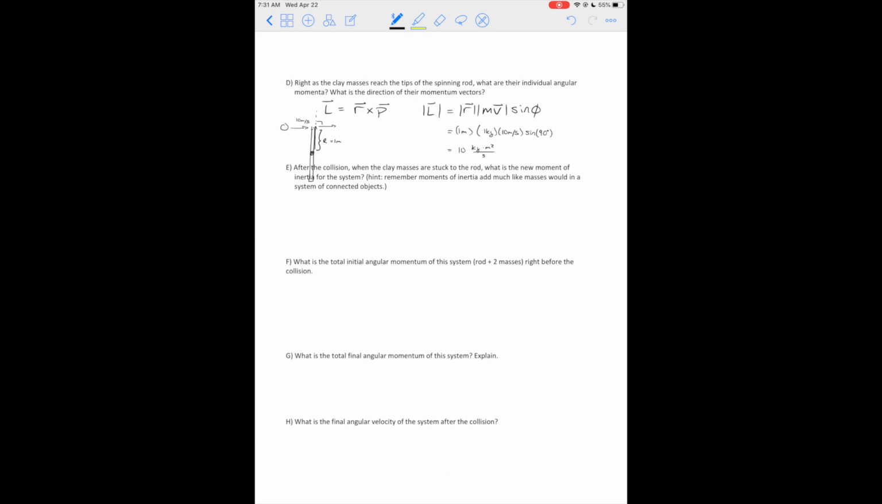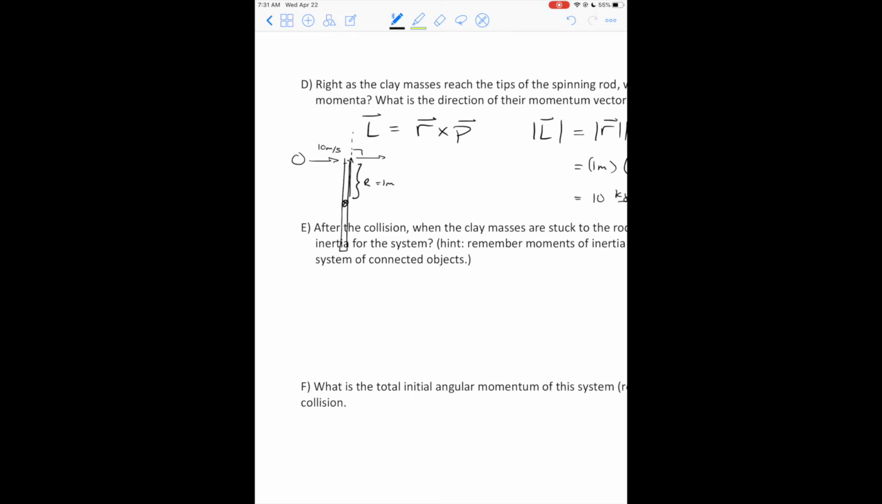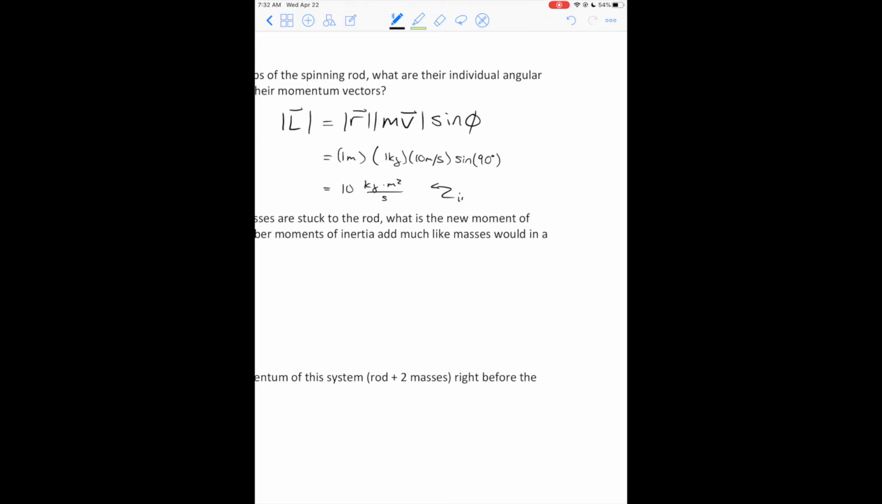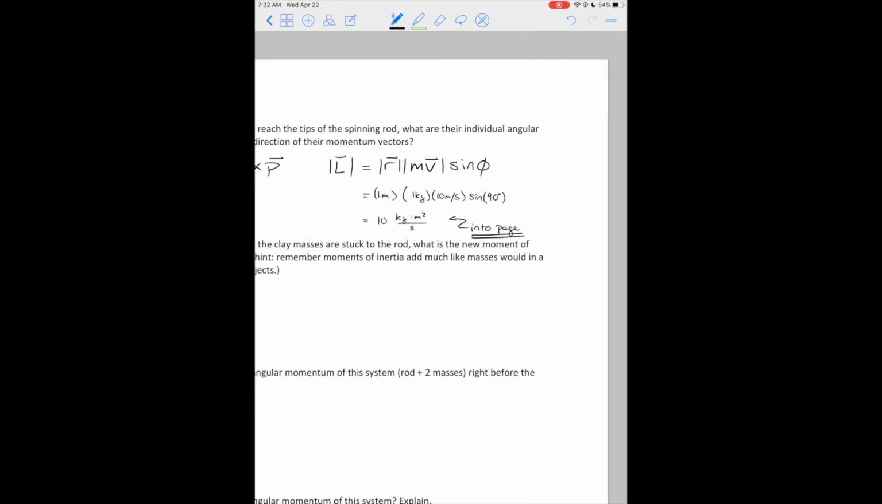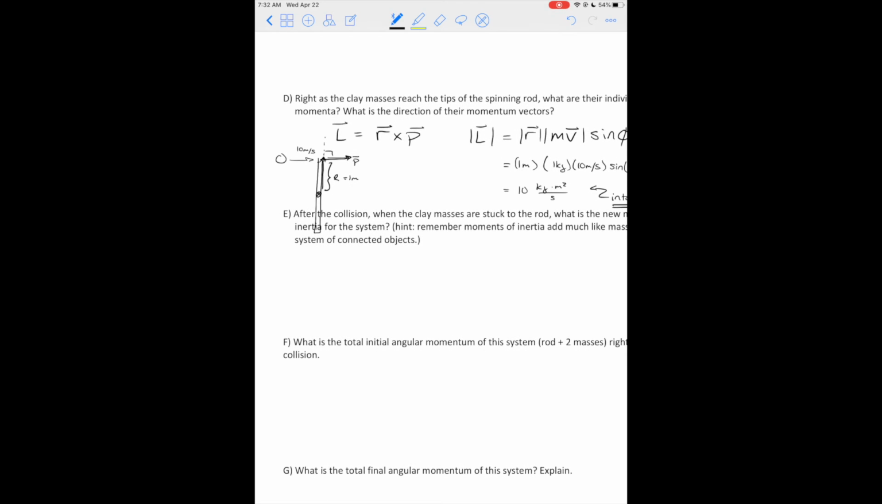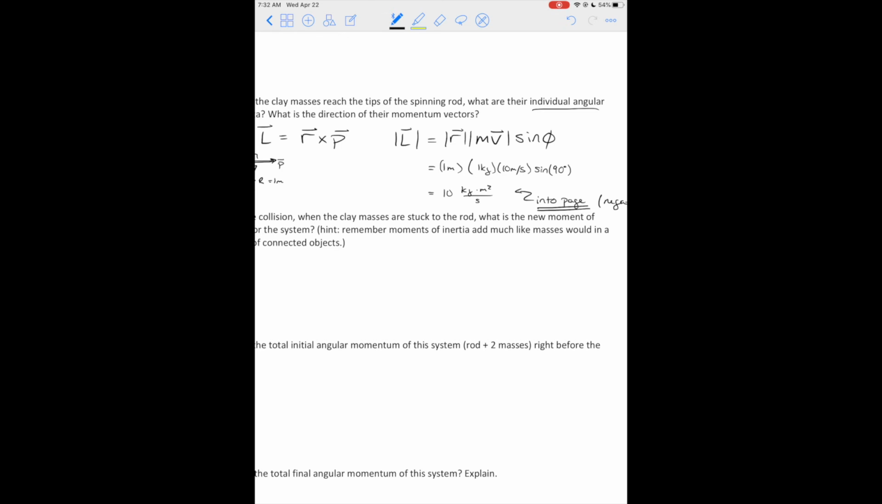Now the last thing we need to do is think about the direction of these angular momentum vectors. If we think about this cross product, I have R pointing up, and then I bend my fingers in the P direction. So I put my fingers up, I bend my fingers to the right, and I see that my thumb is pointing into the page. Into the page is the negative Z direction. It's a negative angular momentum. So I really need to remind ourselves of that, that it's negative. It's going to come up a little bit later. And that's, of course, for each of the angular momenta of these clay masses.